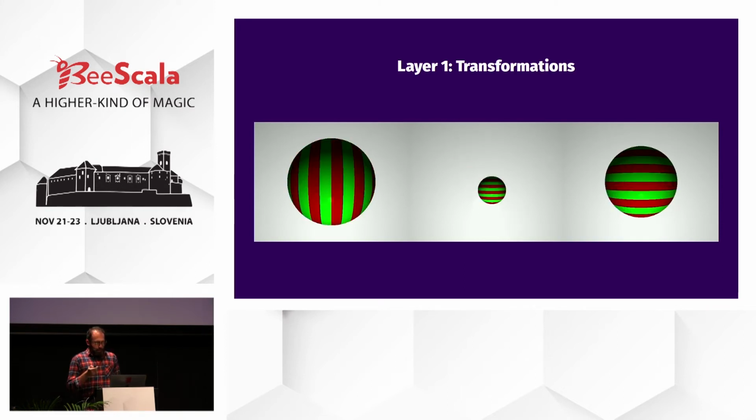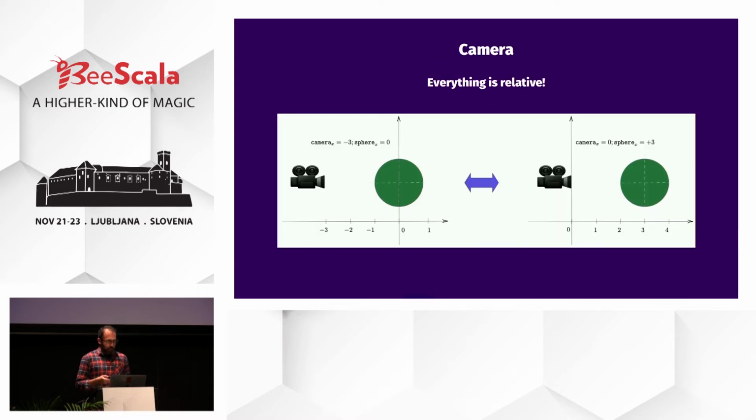Now, we have enough to start thinking about building a camera. So the first thing to consider is that everything is relative. So it's the same thing to look at a sphere centered in 0 from a camera in -3 as looking at a sphere in 3 from a camera in 0.